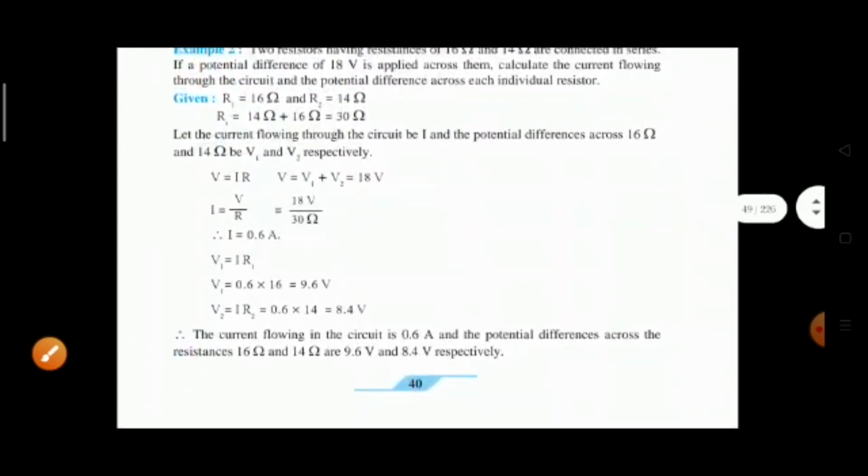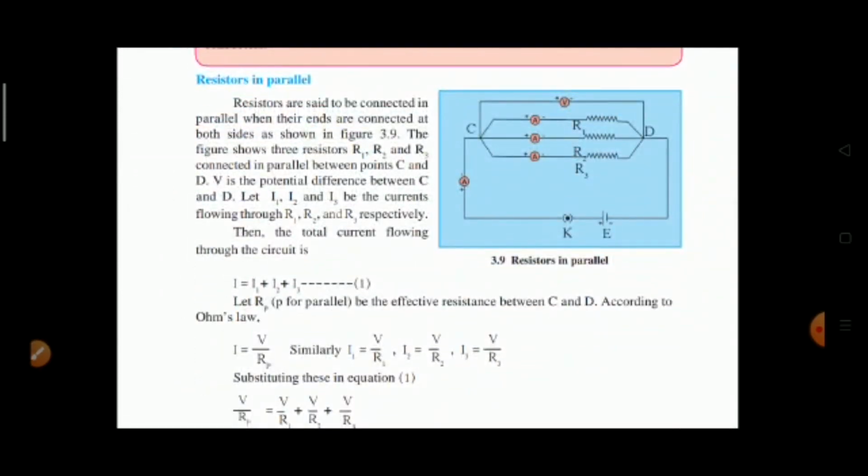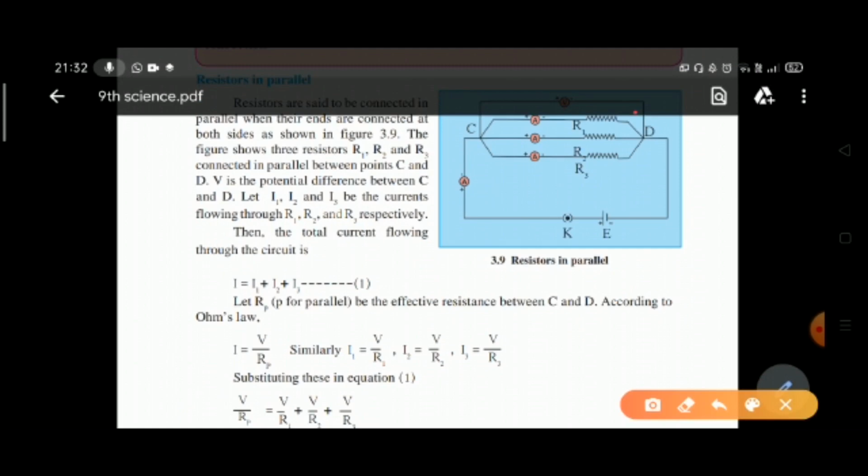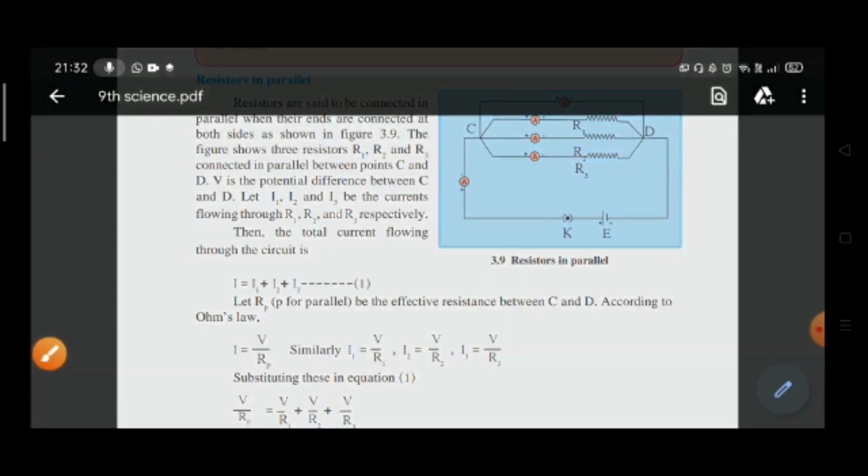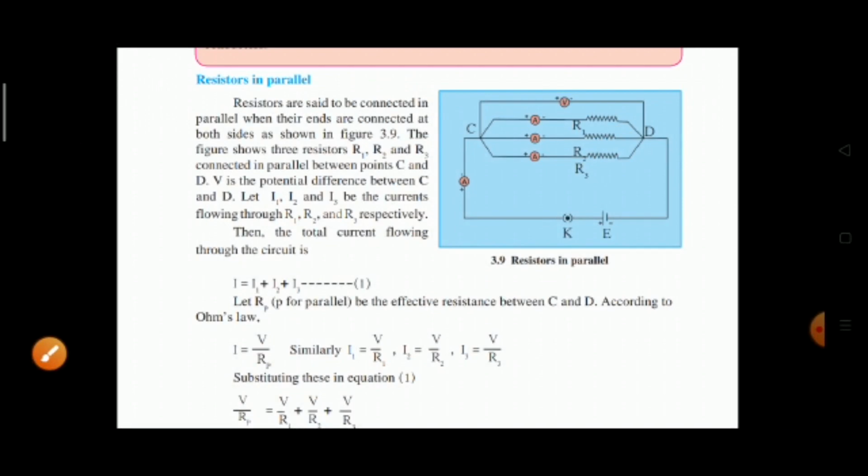Now we'll see how resistors are connected in parallel. Resistors are said to be connected in parallel when the ends are connected at both sides, like they don't meet each other. You know, we have seen many parallel lines. This is how they are connected. The figure shows three resistors R1, R2 and R3 connected in parallel between two points C and D. V is the potential difference, whereas C and D are the points. I1, I2 and I3 are the currents flowing, whereas R1, R2 and R3 are the resistors applied.